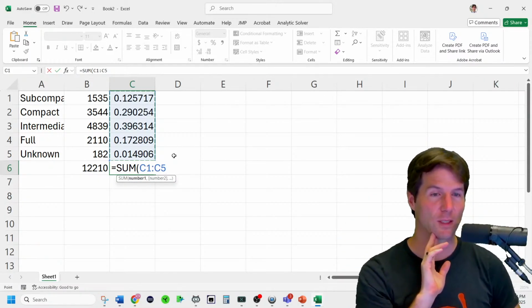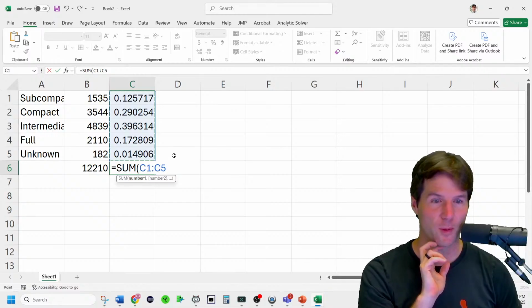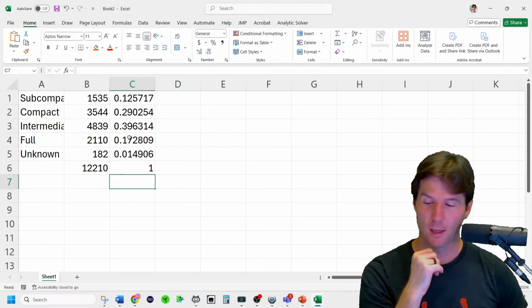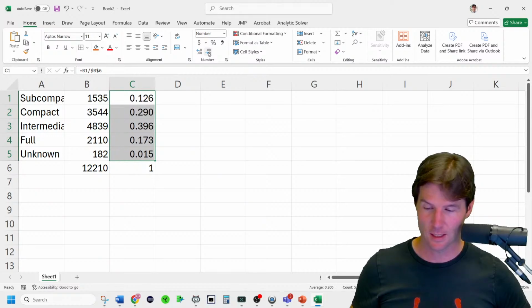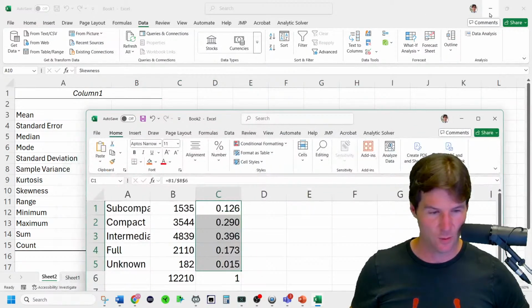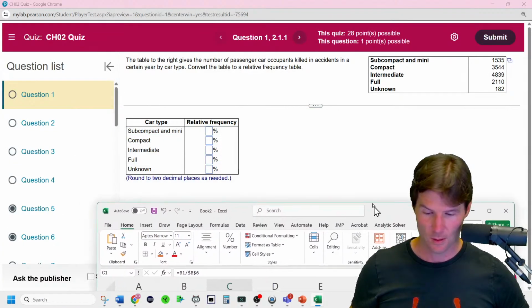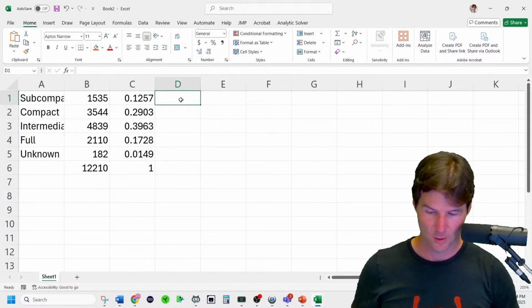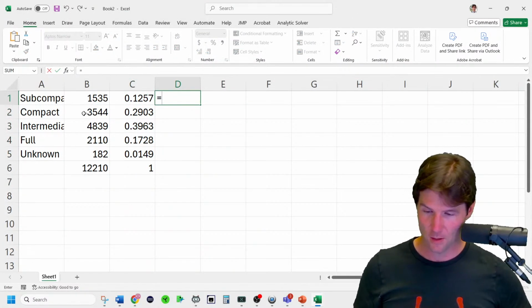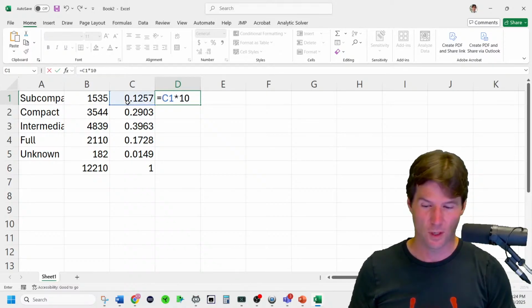If I've done this correctly, all these percentages should sum up to what? 100% or 1. And you can change the decimals right on here by adding or deleting decimals. Does it want it as a percent, or what does it want it as? It wants it as a percent. So we're going to do the 2 decimals, and then we're going to say equals, and then do the cell times 100.